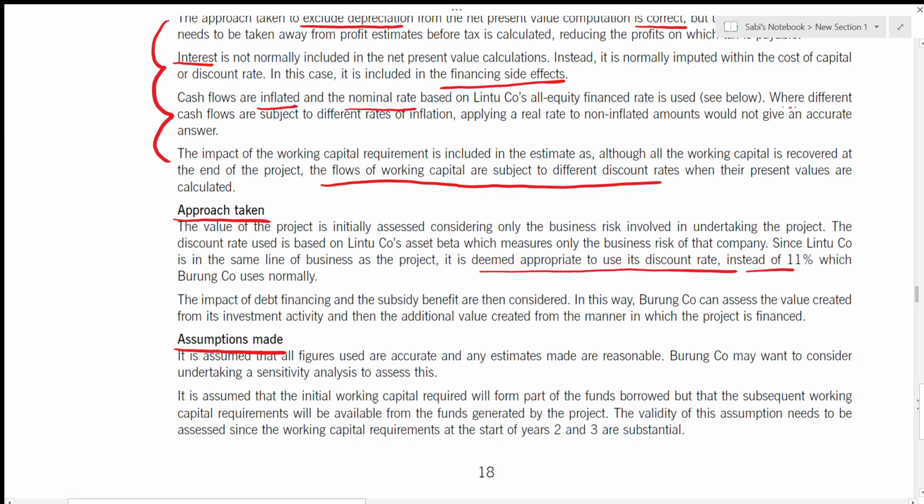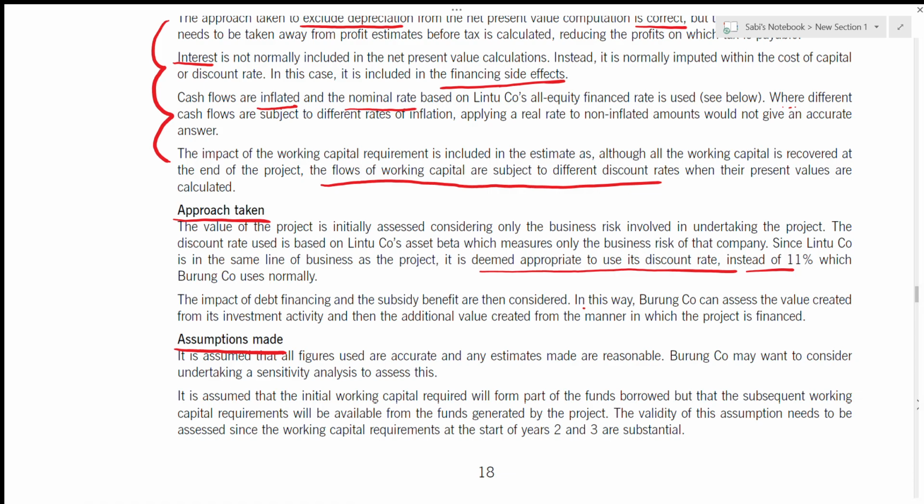Okay, the impact of debt financing and the subsidiary benefit are then considered. So they are saying the order. First you have used this 11%, then you are showing the impact of debt financing and subsidiary benefit. In this way, Burang company can assess the value created from its investment activities and the additional value created from the manner in which the project is financed. In other words, they are talking about adjusted present value only.